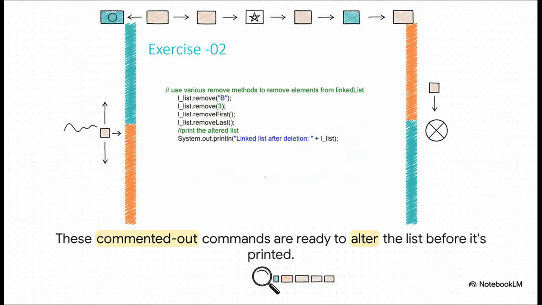This piece of code shows our removal tools ready for action. They're commented out for now, but just imagine if we uncommented that LList.removeFirst line. Our list, which was BC, would instantly become just C before it gets printed. It just shows you how easy it is to change the list structure on the fly.